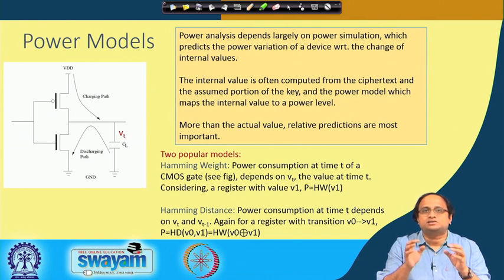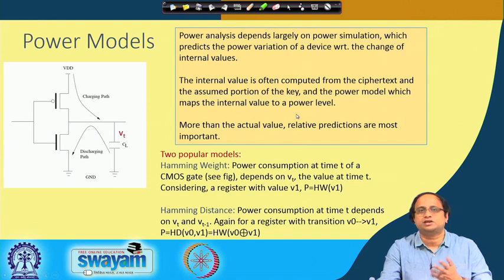So, power analysis depends largely on power simulation, which predicts the power variation of a device with respect to the change of internal values. The internal value is often computed from the ciphertext and the assumed portion of the key, and the power model maps the internal value to a power level. This could be, for example, a Hamming weight or a Hamming distance model. There could be other models also.